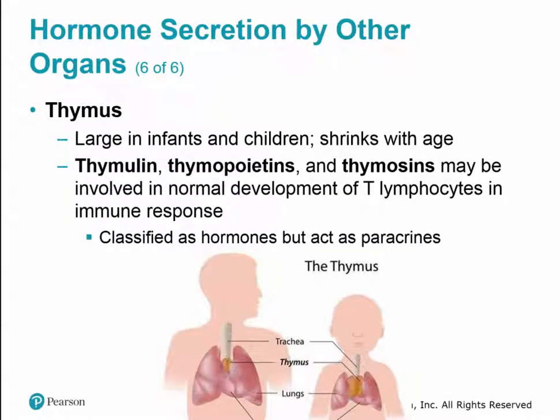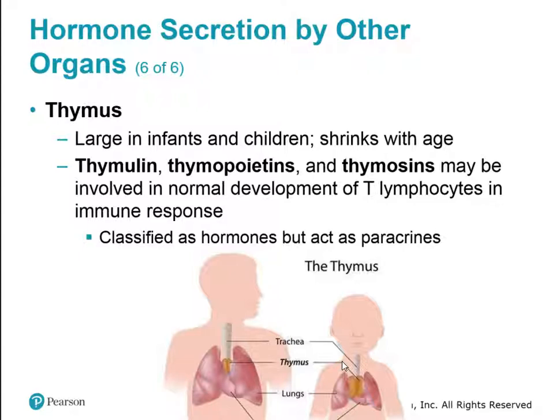Our last endocrine organ we'll look at is the thymus. The thymus is unique in that it's only active in children. It's fairly large in children and infants, and as we reach adulthood, as we age, it kind of shrinks and shrivels up. The thymus is where T cells of our immune system go to develop and mature.